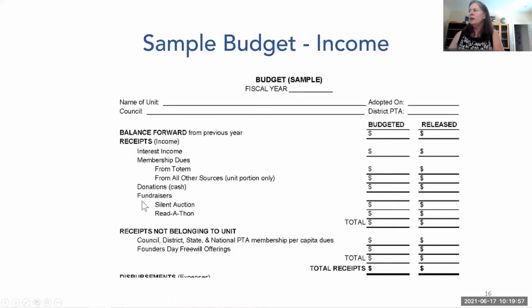And then you obviously would have income from any fundraisers you do. You might actually have program income as well. If you are doing a movie night to bring the community together, and you sell popcorn, you might actually have some income from a program. And then here is the funds not belonging, receipts not belonging, whatever you call it.